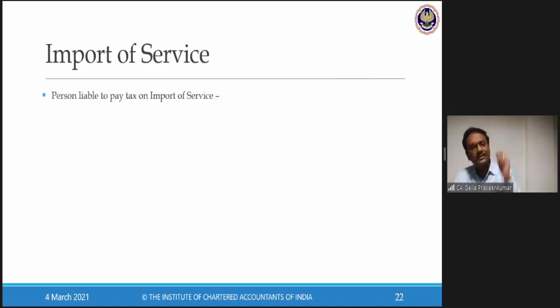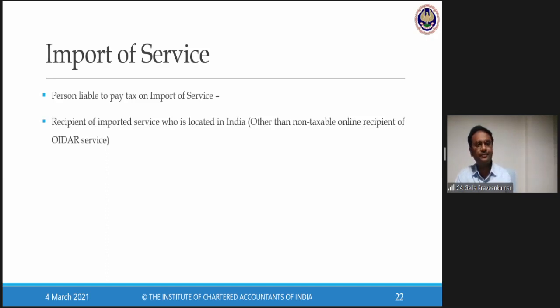Sir, I have understood what is an import. Having understood what is an import, sir, who is the person liable to pay tax? Who is the person liable to pay tax? Now, this question is answered in this particular slide. What it says, in relation to import of service, wherever there is import of service, other than non-taxable online recipient OIDAR service, the recipient who has imported the service.